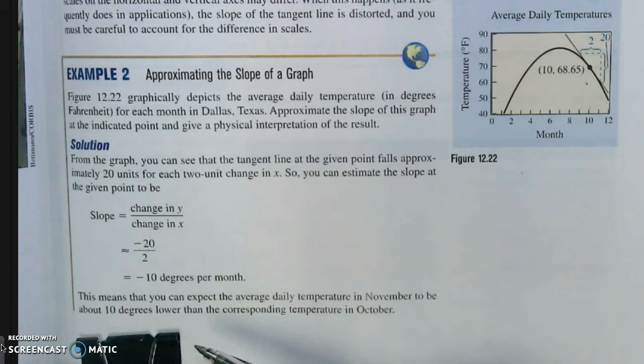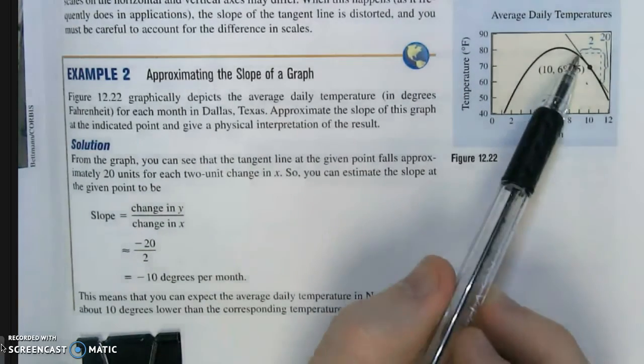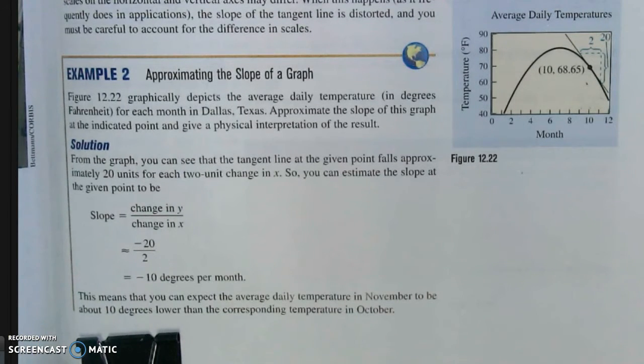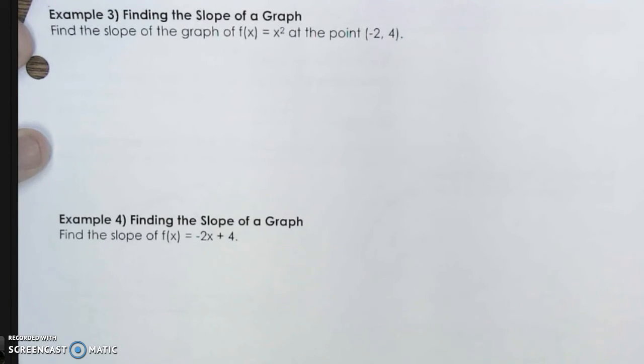This means that you can expect the average daily temperature in November to be about 10 degrees lower than it was in October. So that is the physical interpretation, but what they want us to do is make a tangent line and be able to identify the slope of a curve. That's just showing you how it might be useful. We see in the previous page, they talk about a secant line and how you can turn it into a tangent line by introducing a limit as h approaches 0.